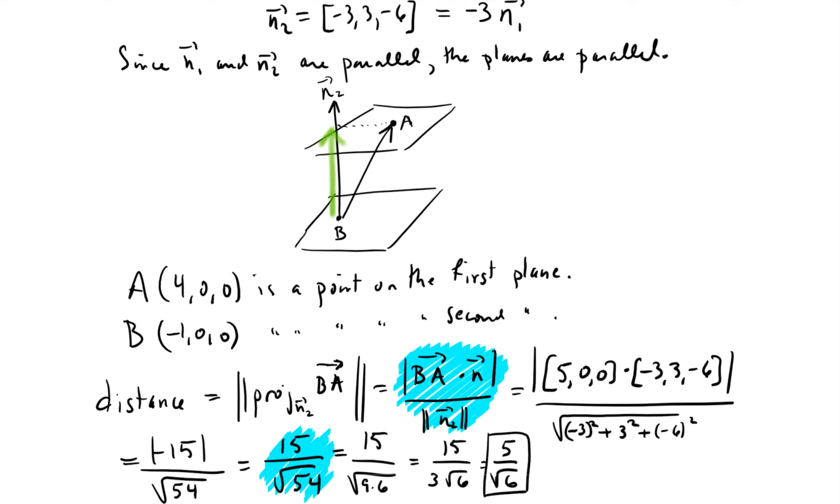But notice that in 54 there's a perfect square, 9. I can pull out the 9, and then it becomes a 3, and then 3 and 15 can simplify, and that's why it simplifies to 5 over root 6. Whether you write 15 over root 54 or 5 over root 6, in this course I don't mind whether you simplify that or not. But ultimately, you should be able to simplify this.